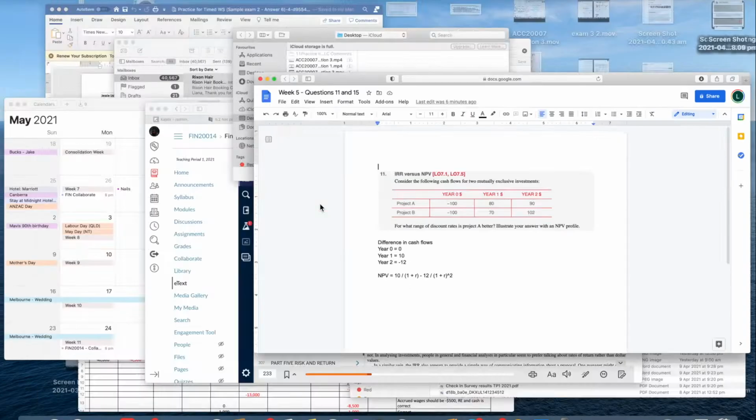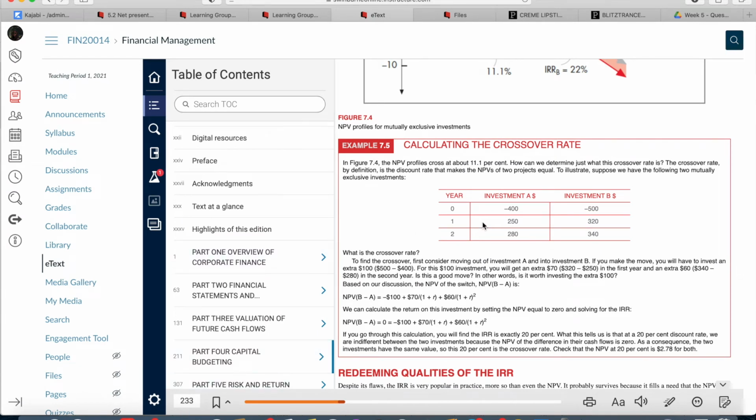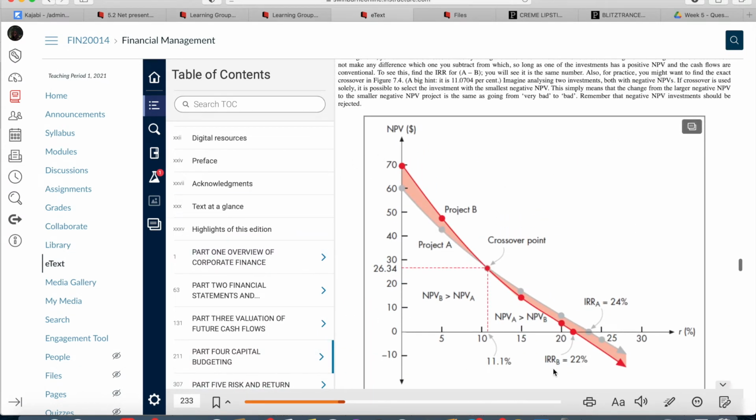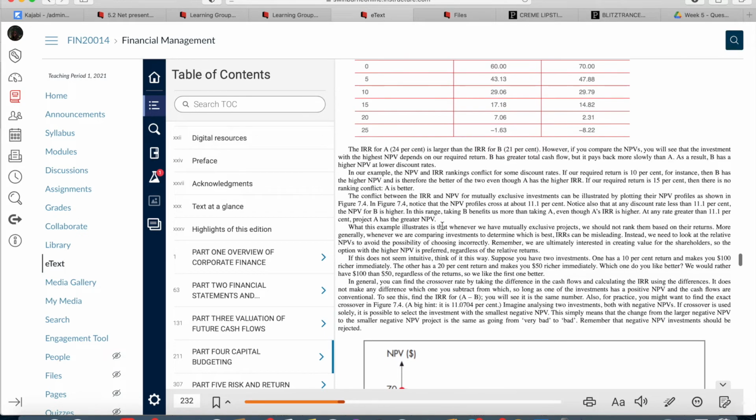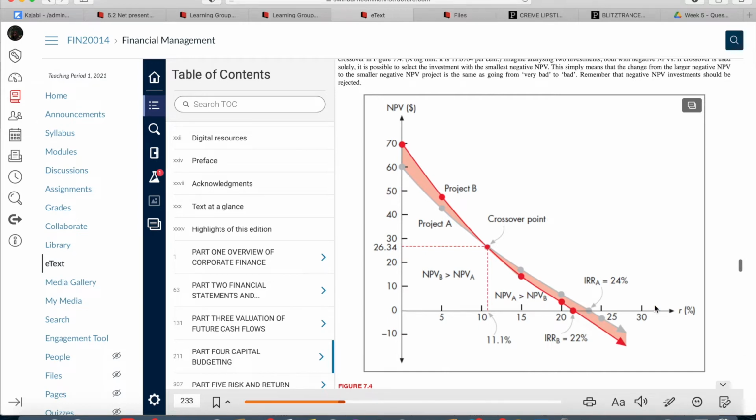So if we jump over, sorry about all my screens open. This is page 233. You can see this is the crossover rate. What we're trying to figure out is at what point NPV equals the same for both projects. So this is an example here. Have a read through that. It's on page 232, and it's a really simple explanation of the crossover rate. It's basically when the NPV flips from project B to project A, and it's that meeting point.